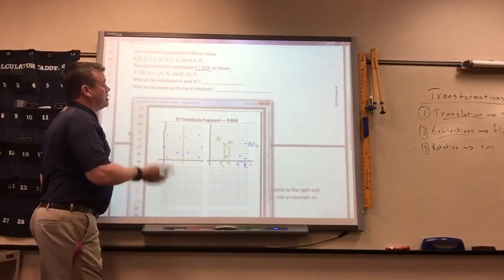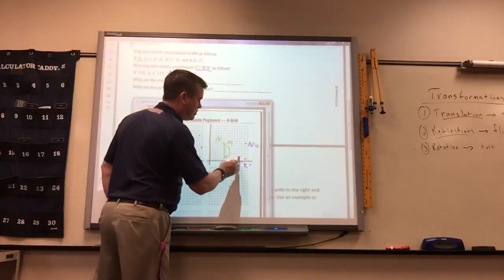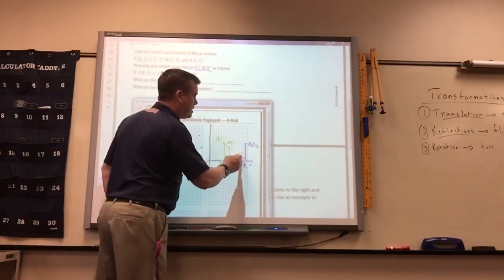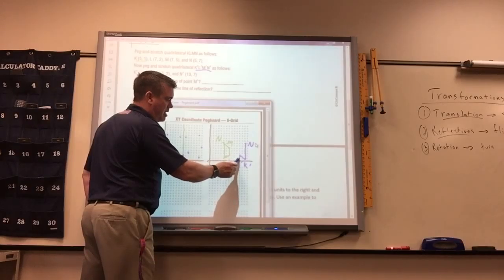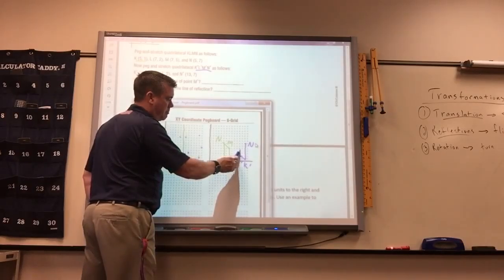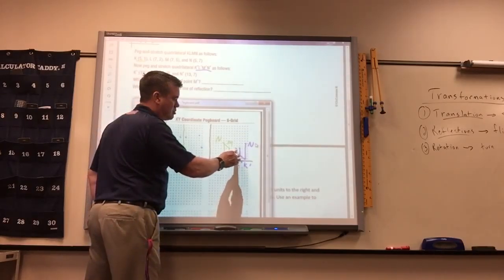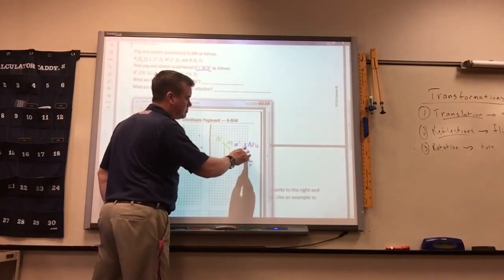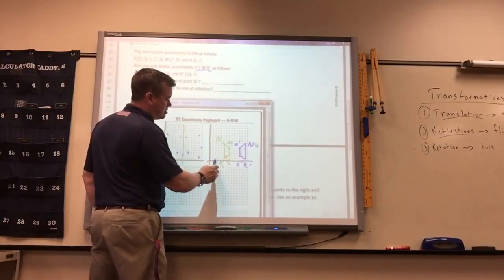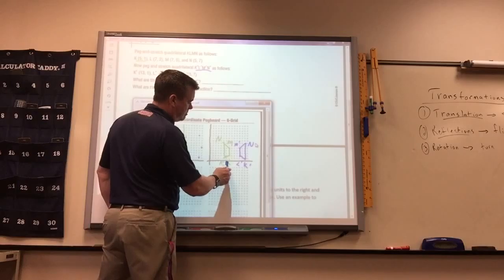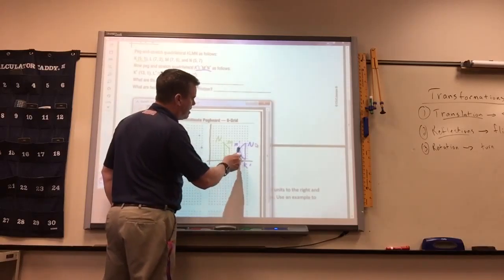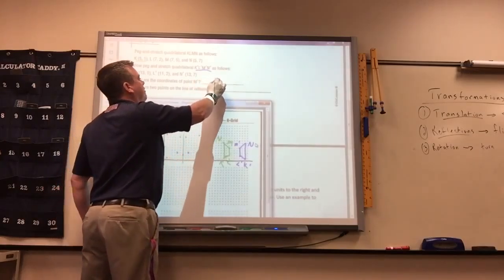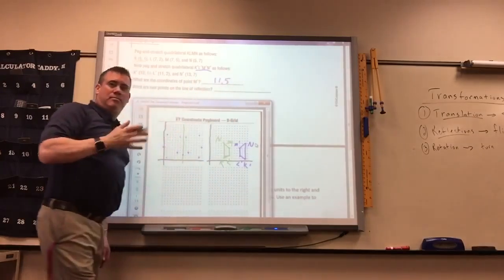So then they're wondering, what are the coordinates of M? It's been flipped. So M is straight up from L, right? So M prime has to be straight up from L prime. So it'd be right there, which is 1, 2, 3, 4, 5, 6, 7, 8, 9, 10, 11 over, and 1, 2, 3, 4, 5 up. 11, 5.